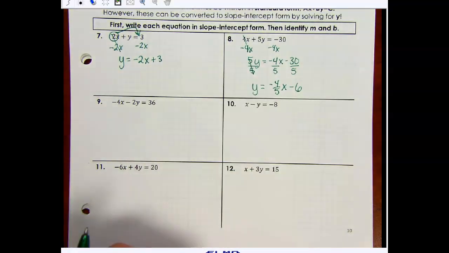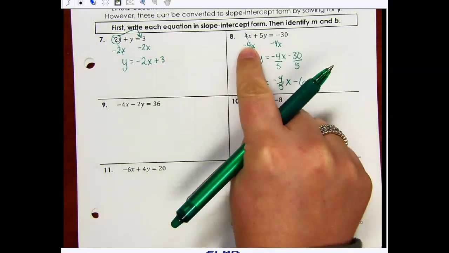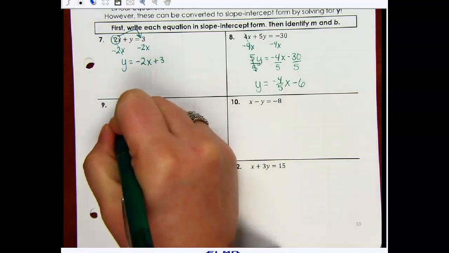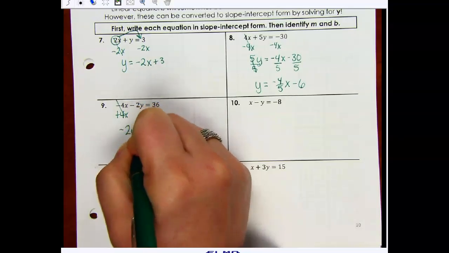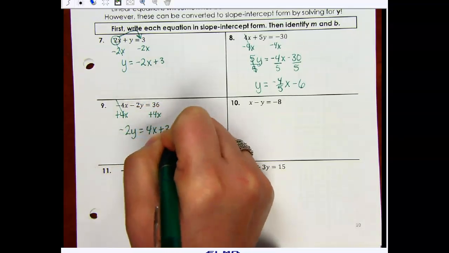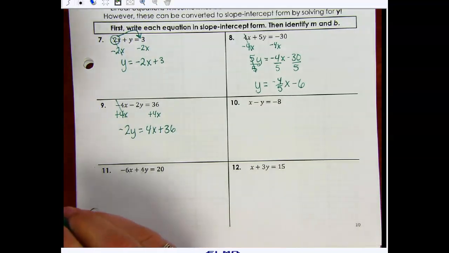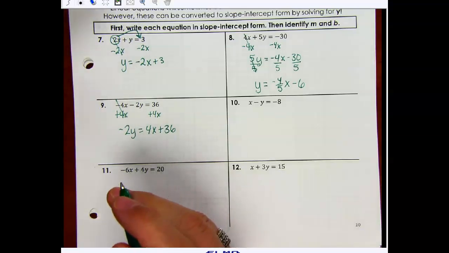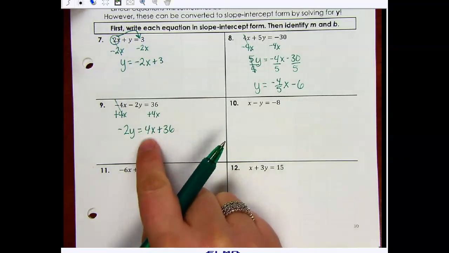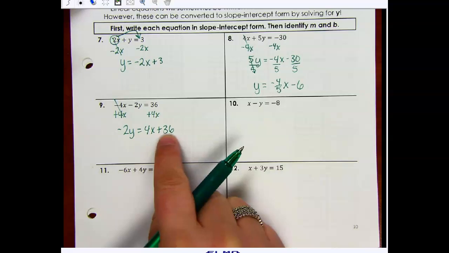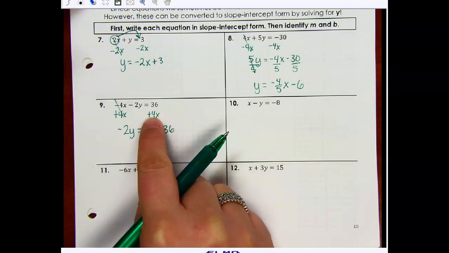Number 9 is a lot like number 8, except it has negative numbers. So this time, instead of like here we subtracted 4x, this is negative, so we're going to add 4x. When we add 4x, we're going to get -2y equals 4x plus 36. And notice that I'm not really adding. Like I can't make that a 40. 36 plus 4 is 40, but 36 doesn't have an x and 4 does. So these are not like terms, so you cannot really add them together. The adding just means we're moving it and making it positive.